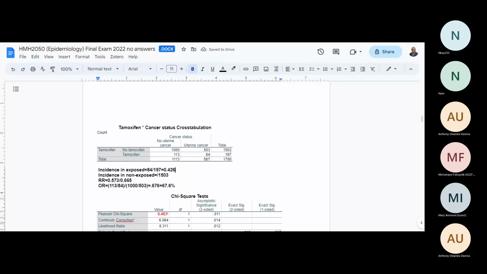So incidence, 503 over 1,503. So 503 divided by 1,503. What's the decimal? 0.335. Should I approximate? 0.335. Okay, so our relative risk is now 0.426 divided by 0.335.